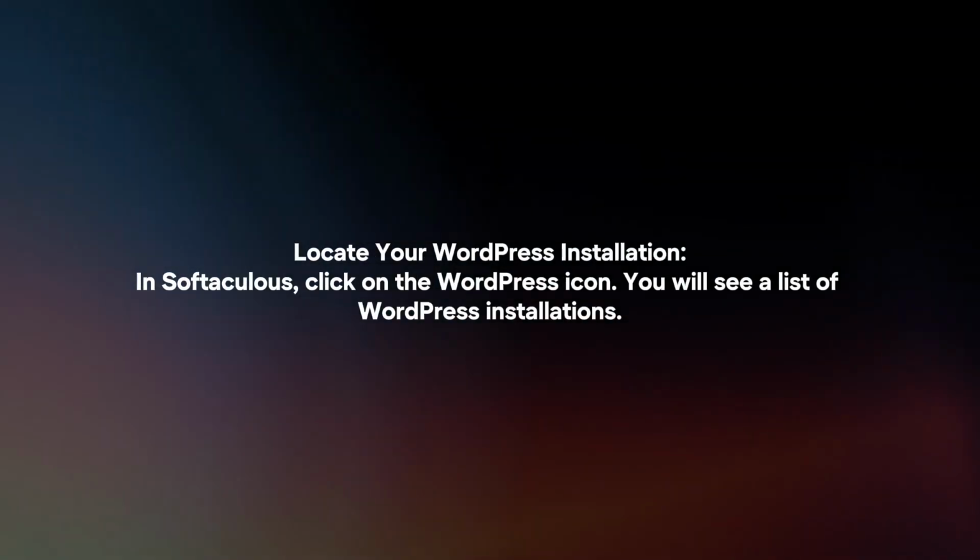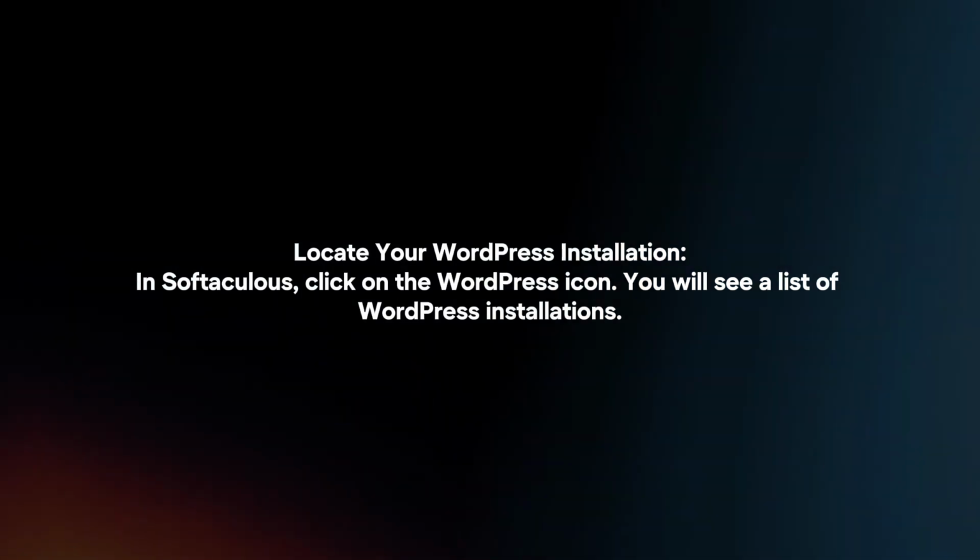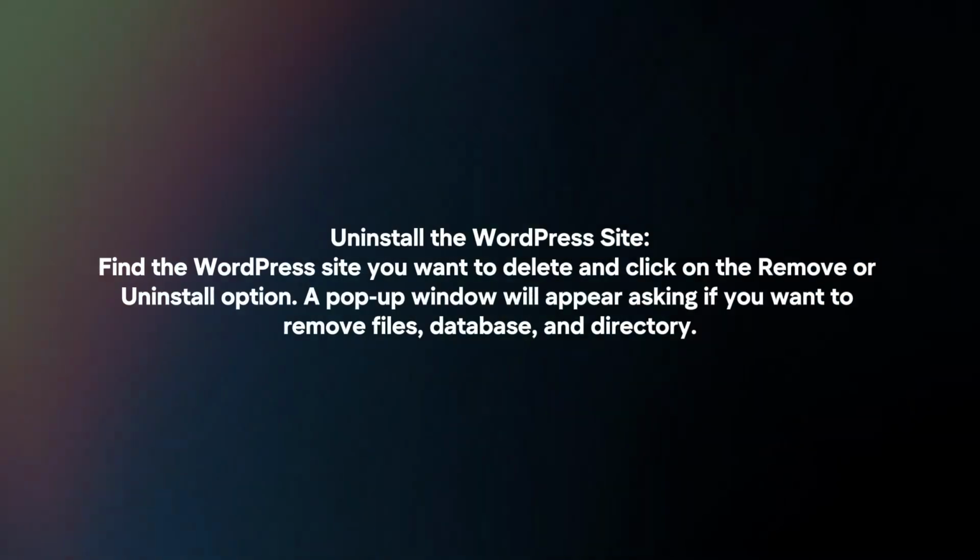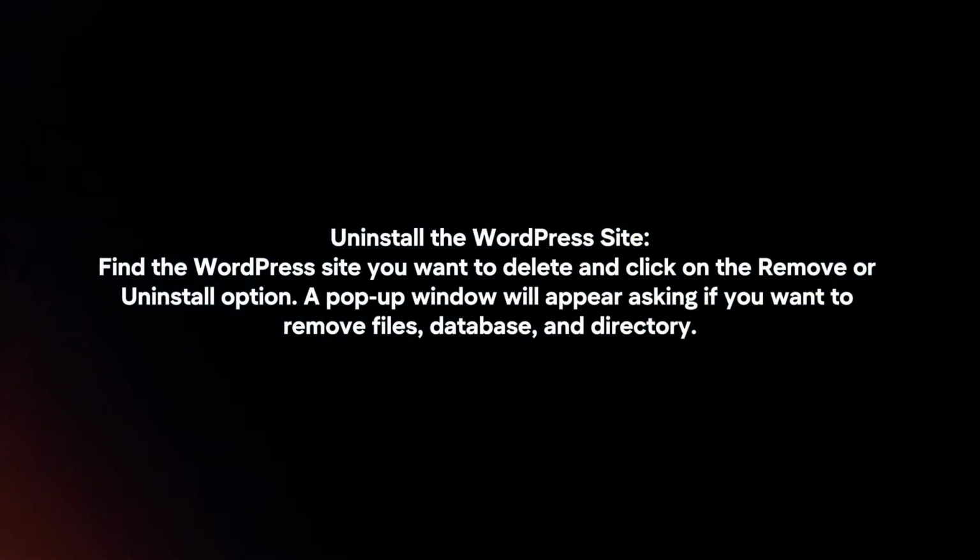Locate your WordPress installation. In Softaculous, click on the WordPress icon. You will see a list of WordPress installations. Uninstall the WordPress site. Find the WordPress site you want to delete and click on the Remove or Uninstall option.